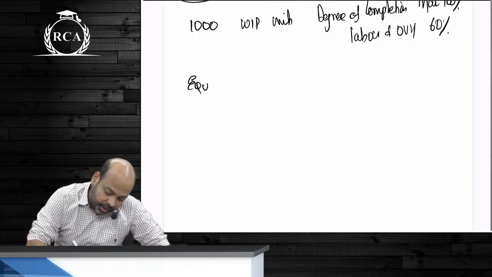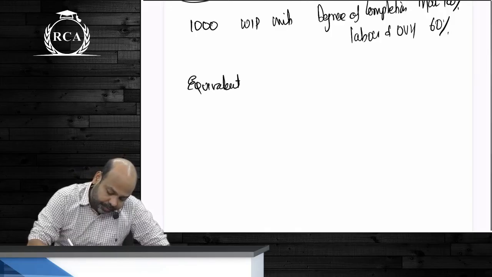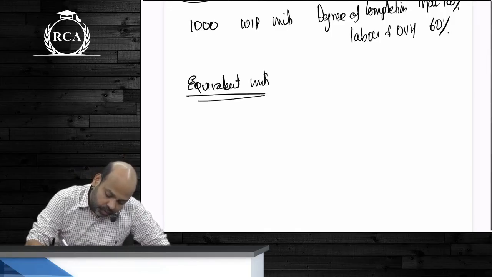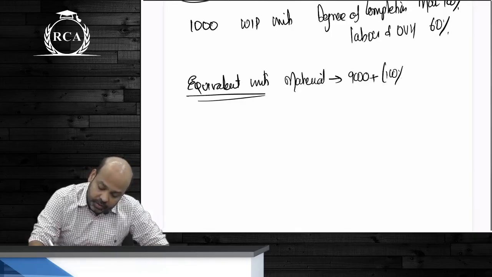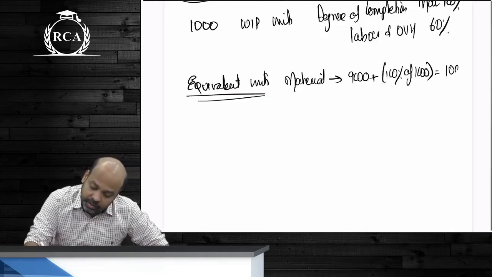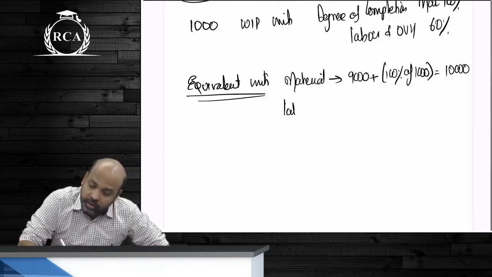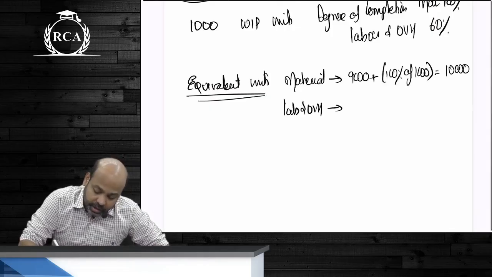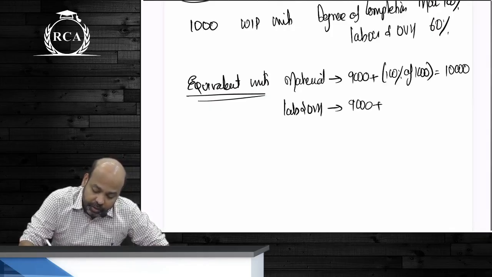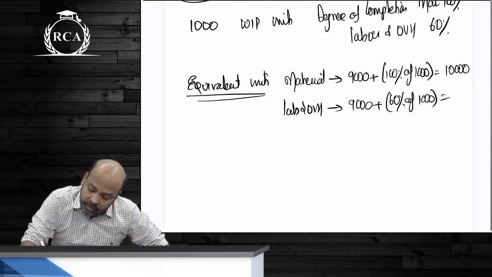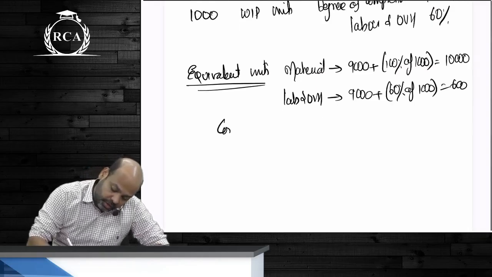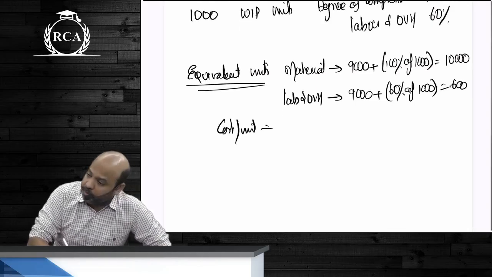तो अपने equivalent units कितने हो जाएंगे बेटा अभी? Material के लिए क्या लिखूं बेटा मैं? 9000 completed units only plus 100% of 1000, 10,000 नहीं, 100% of 1000 बेटा. So total will be 10,000. Labor and overheads के लिए बेटा 9000 completed units as it is. But for those work in process units I will write 60% of 1000. That will be 600.